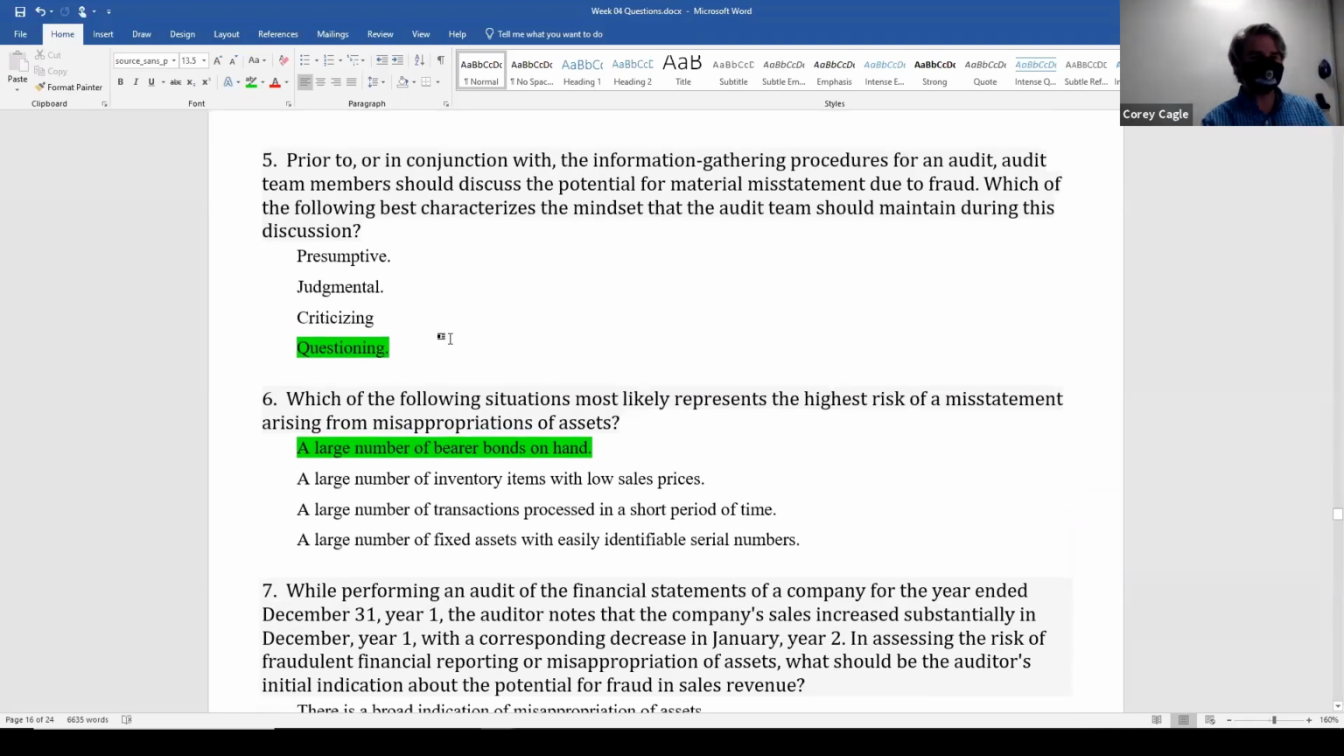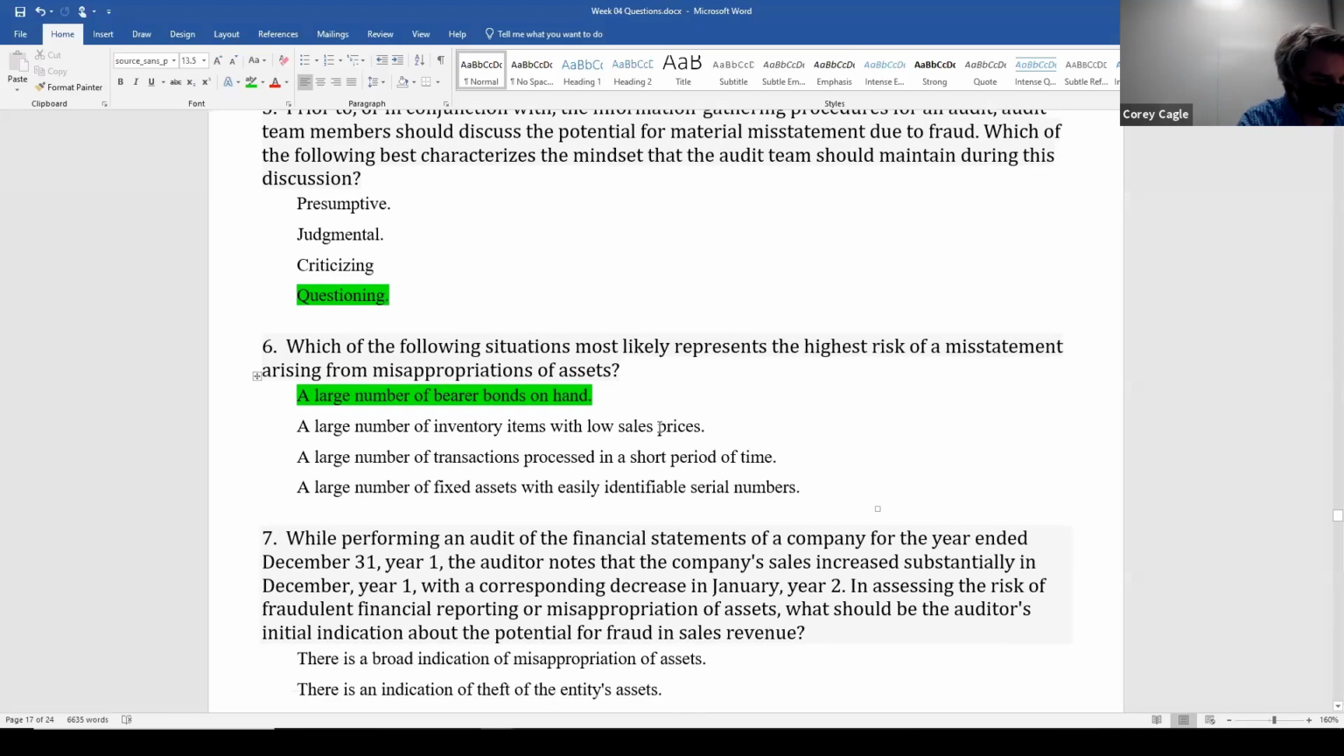5, questioning mind. That's one of those kind of buzzword type things. So that's kind of what they're getting at with number 5. Questioning mind. Not the best question ever, but I could see it being a question. So 6 is kind of jerky in a way. It kind of requires you to have a little bit of outside knowledge to answer.